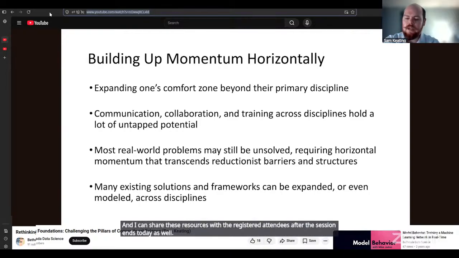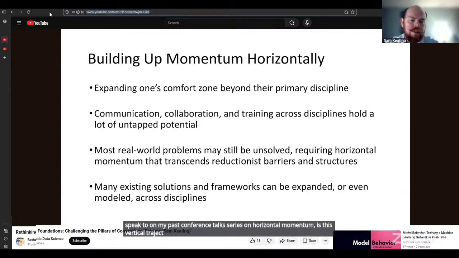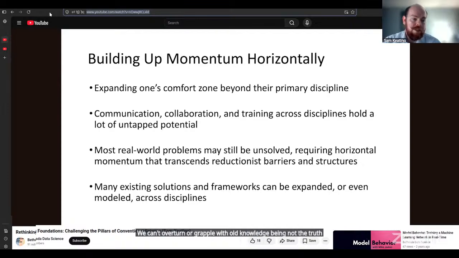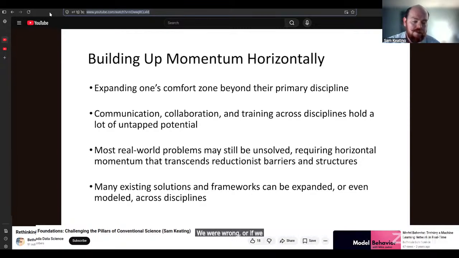What I basically have tried to speak to in my past conference talk series on horizontal momentum is this vertical trajectory, sort of like a ski line, that basically goes this way. And you can't change it. Academic publishing says that's the path forward. Don't question it. We can't overturn or grapple with old knowledge not being the truth, or how do we update our knowledge bases and comprehension if we were wrong, or if we find fraudulent science. Usually I find it's the former, that we just were a little bit off.